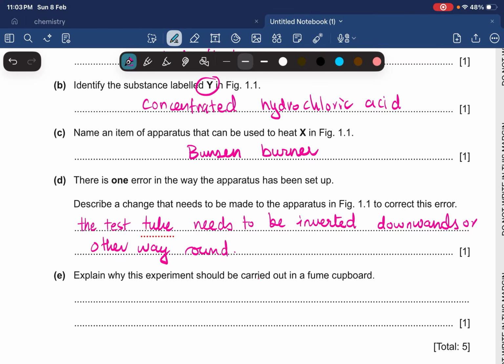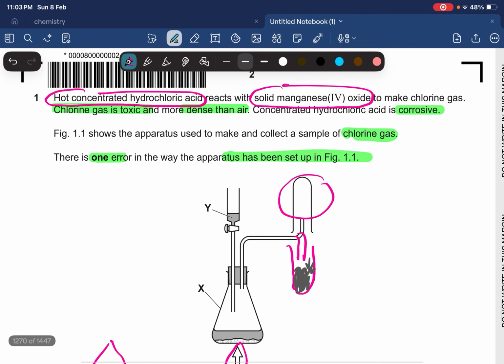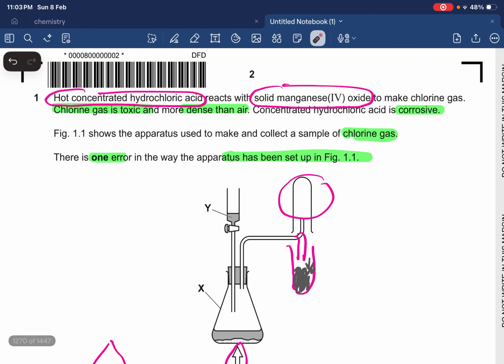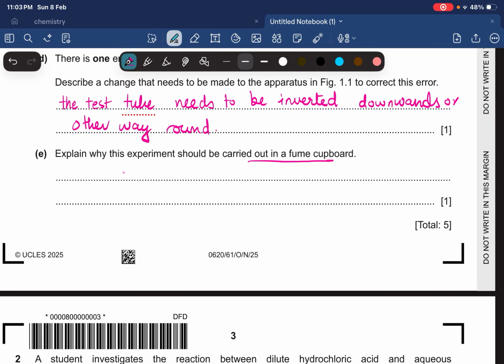Explain why the experiment should be carried out in a fume cupboard. A fume cupboard is used for all chemistry experiments in which a toxic gas is going to be released. Wherever you have something toxic being produced, use a fume cupboard. So over here, we're making chlorine gas. Chlorine gas can kill you in no time, right? So we're going to tell them that chlorine is toxic.